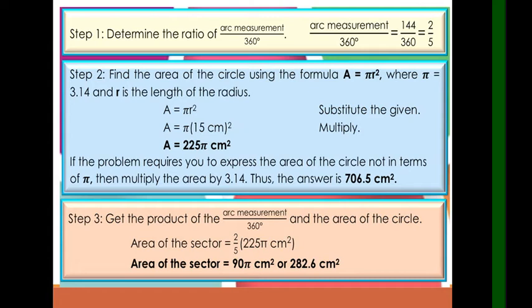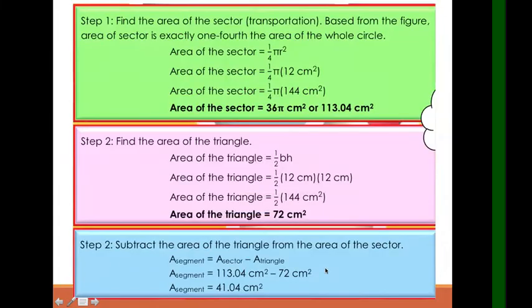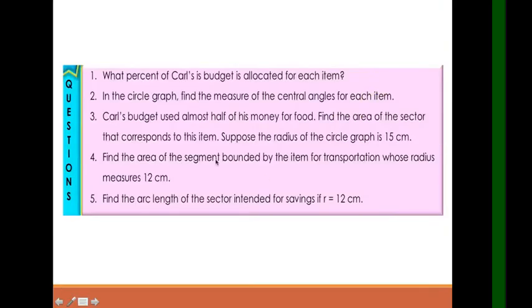So, para makuha natin ngayon yung area nung food, yung portion lang ng food, o yung sector, no? Ang gagawin lang natin is, i-multiply natin yung area ng circle times yung portion ng food, which is 2 over 5. At 225 times 2, divide mo siya ng 5, makukuha mo is 90 pi squared centimeter, or just multiply 3.14 times 90, that's 282.6 squared centimeter. So that's the area. Okay? So, na-answer na natin ang number 3.